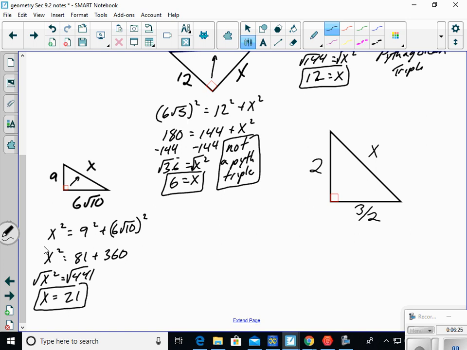So 21, 9, and 6√10. The 6√10 is not an integer, so this one is not a Pythagorean triple.